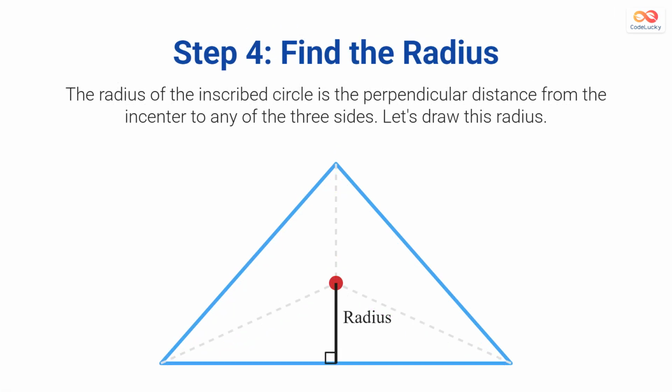Now that we have the center, we need to know how big to make our circle. The size, or radius, is the distance from the incenter to any of the three sides. To find it, we just draw a line from the incenter that is perpendicular to one of the sides.